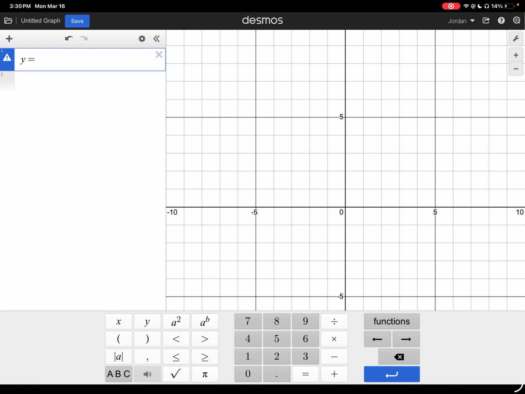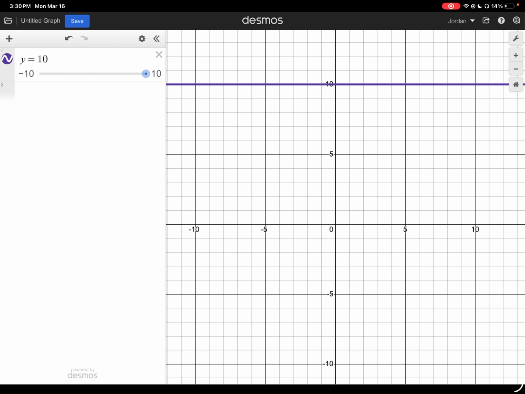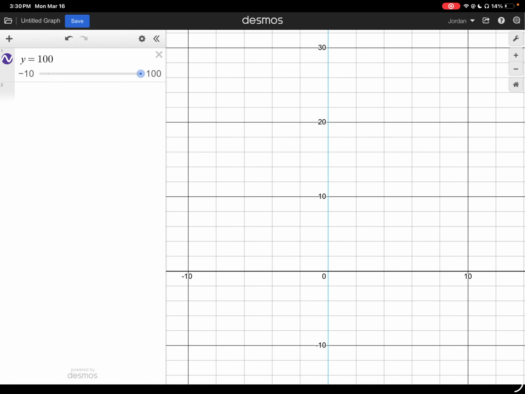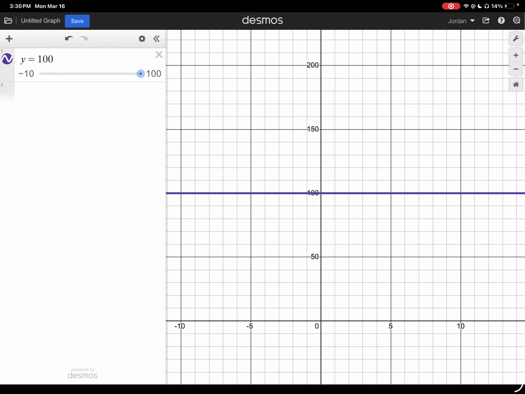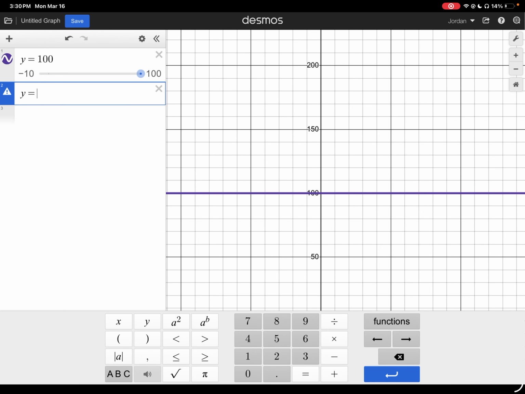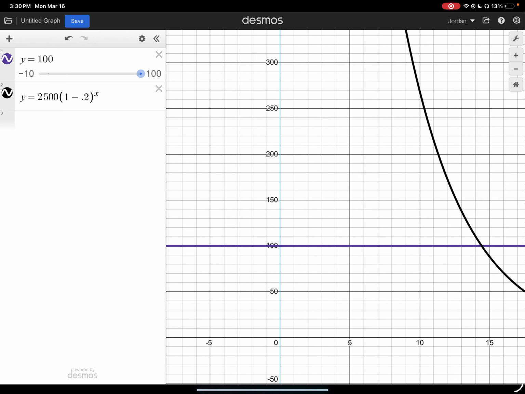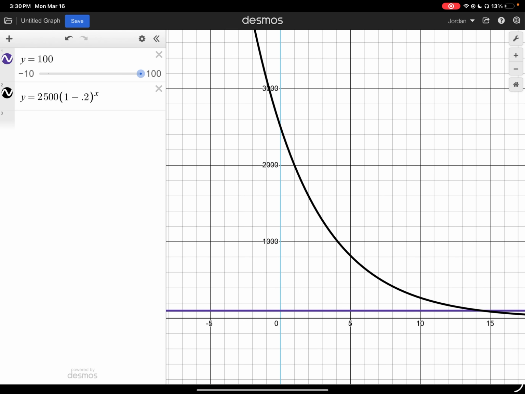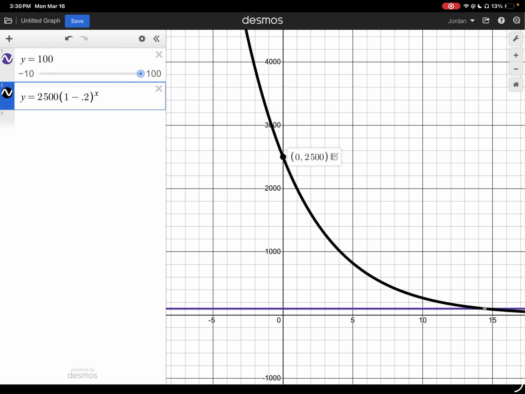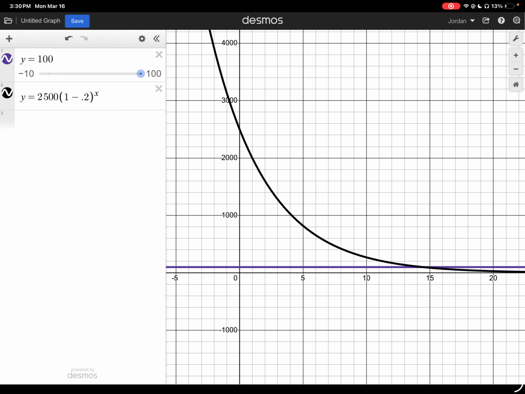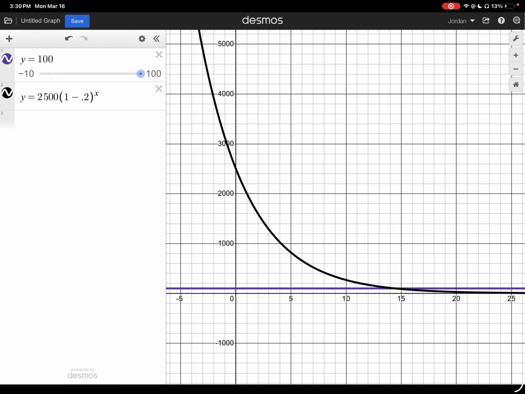When I type in y equals 100, first off, y equals 1 is a flat line through 1. Y equals 10, if I zoom out a little bit, is a flat line through 10. So y equals 100 is a flat line 100 steps up. I'm going to hold down the shift key and scrunch in the y-axis so I can see 100. Then I'm going to type in y equals 2,500 times 1 minus 0.2 to the power of x. I can see a little bit of the graph over here, but I'm going to zoom out a little bit more. And I know the y-intercept is supposed to be 2,500 because it was initially 2,500 grams. So zoom out until you can see it appropriately.